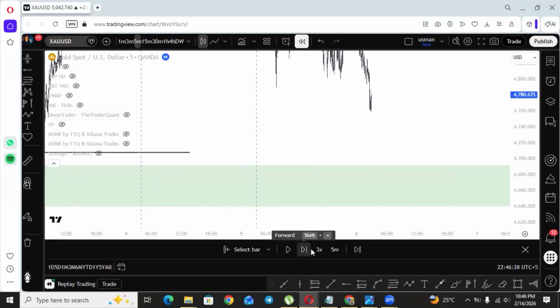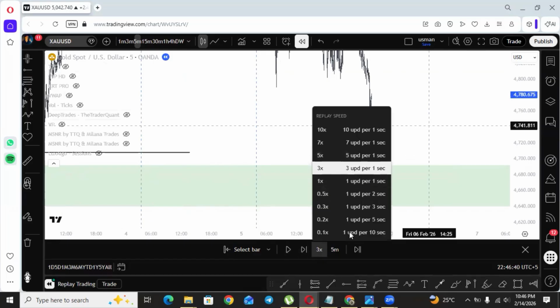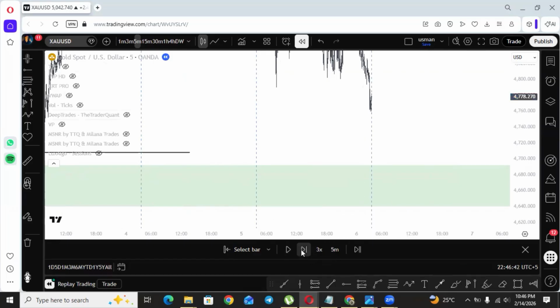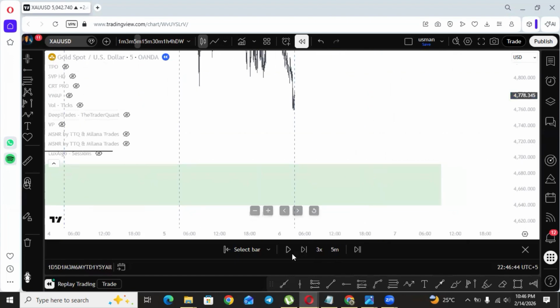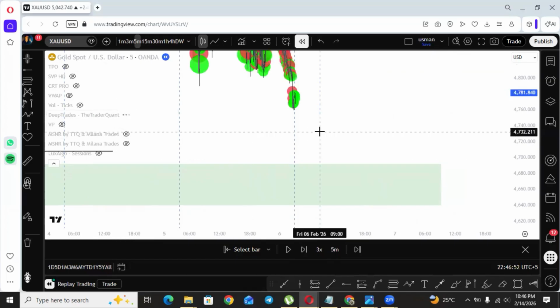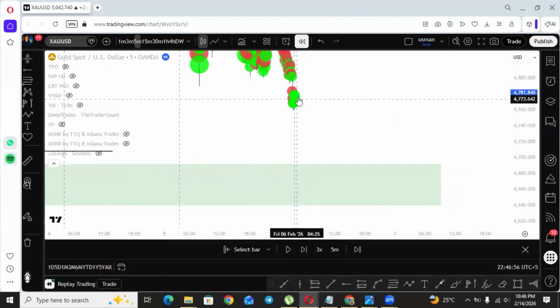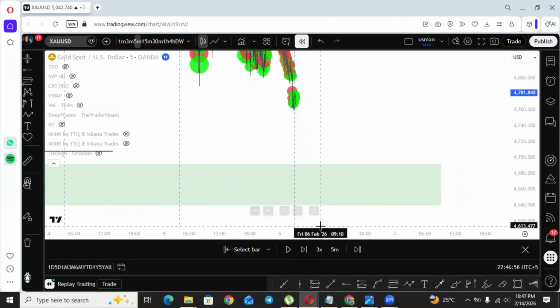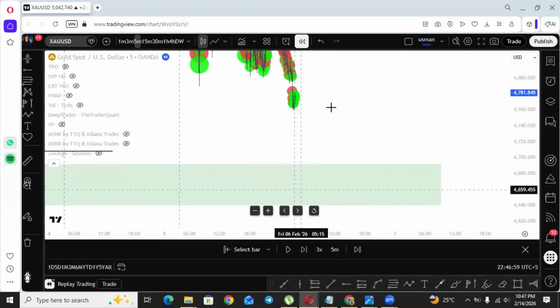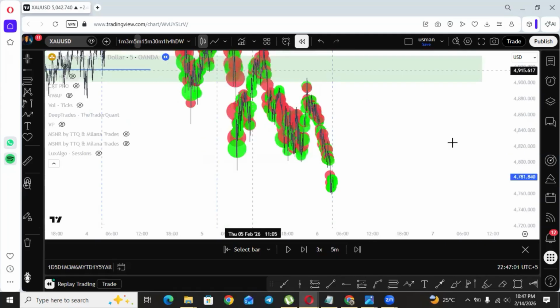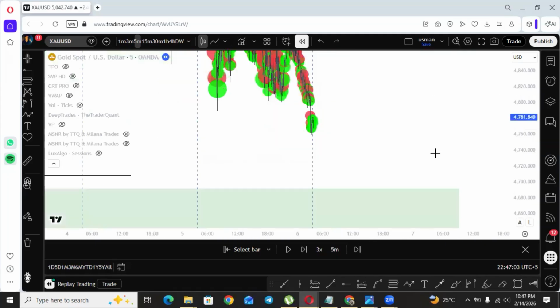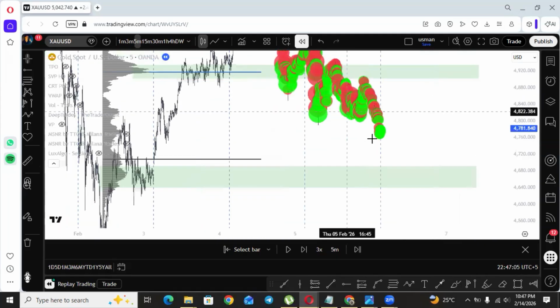So let's play it. So the day starts, and let's play the chart. Let me turn that tool on. We will observe the market behavior, what our tool will show only in this area. What the market has done outside of the area doesn't matter.